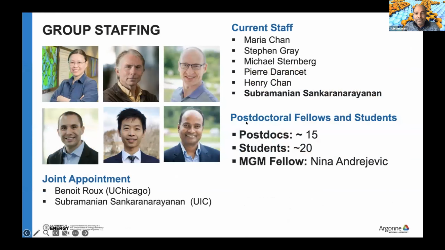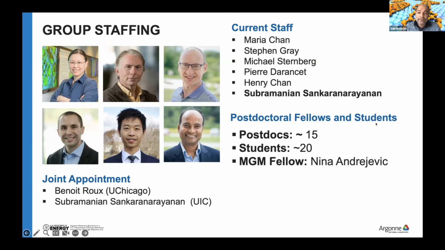All right, so the theory and modeling group currently has 5 scientific staff and one support staff who's basically our system admin. The scientific staff are Maria Chan, Stephen Gray, Pierre Derance, Henry Chan, and myself. And Michael Sternberg is our system administrator who also manages the computing cluster that we have here at the CNM called Carbon. He will talk more about the capabilities that Carbon offers and how it is a useful resource for everyone who's interested in AI/ML.